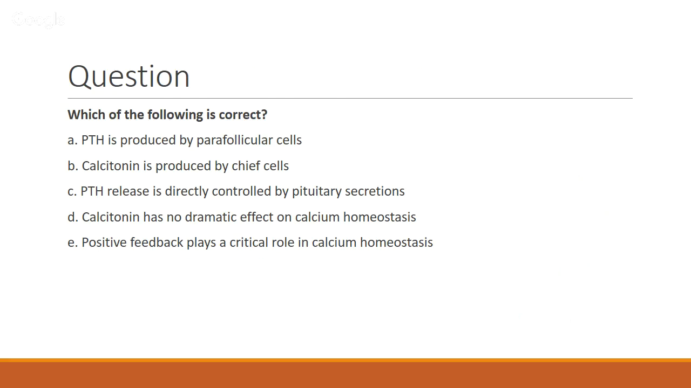Yeah, so it's D. This question is basically grilling you on the different cells and where they are produced. PTH is produced by the parathyroid gland, specifically the chief cells. Calcitonin is produced by parafollicular cells, also called C cells because they produce calcitonin. For PTH release, there's no pituitary involvement, so it's just directly controlled by serum calcium levels. This is true, and this is not true.